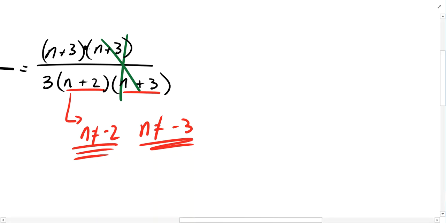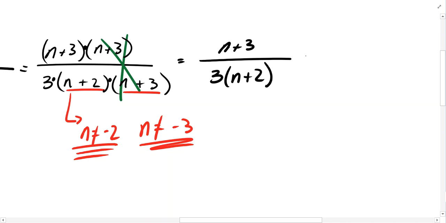Because here finally we see that we've got two terms in the numerator separated by a multiplication sign. Essentially we have three terms in the denominator that are separated by multiplication signs, and only when our terms are separated by multiplication signs can we cancel common factors. We finally have that, and with the n plus 3 gone from the numerator and the denominator, we're left with n plus 3 over 3 times n plus 2.